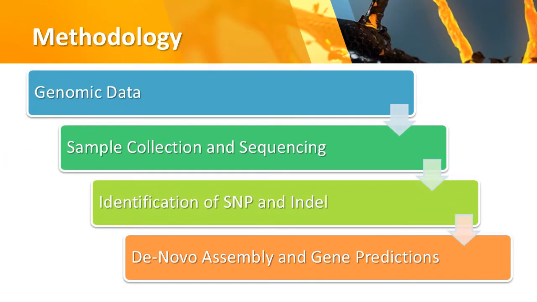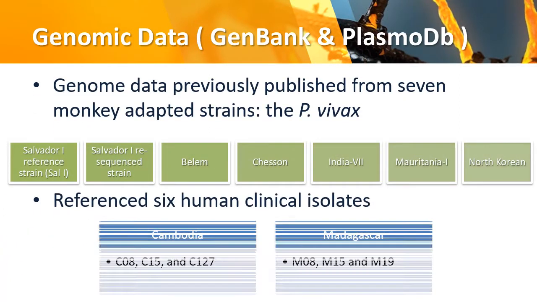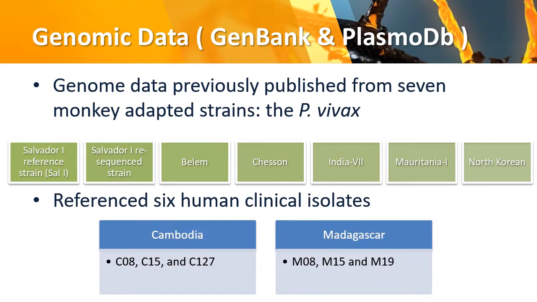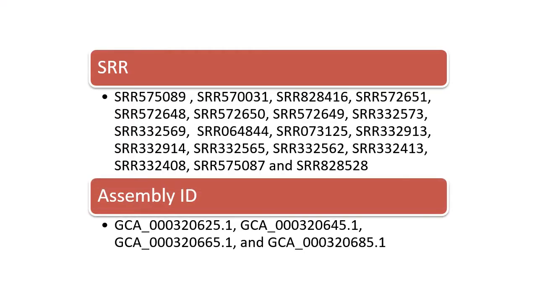The methodology used by the team was genomic data, collecting and sequencing the sample, identifying single nucleotide polymorphisms, and, to confirm the order of sequence of the DNA, de novo assembly and gene predictions are used. The genomic data used were obtained from GenBank and PlasmoDB, published from a monkey-adapted strain of Plasmodium vivax, and also referred from 6 human isolates. These are the simple sequence repeats referred from GenBank.